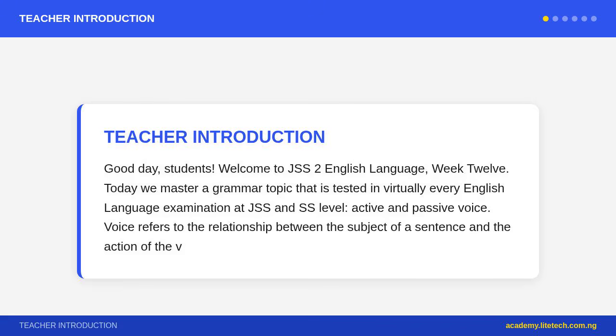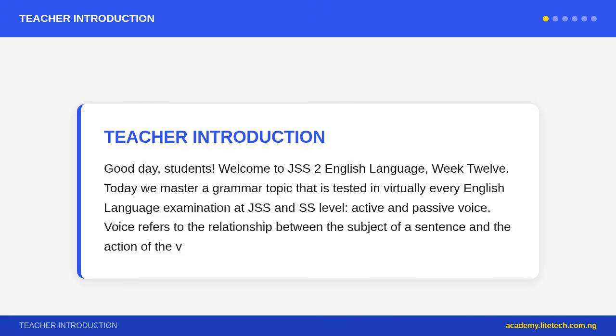Active voice: the subject of the sentence performs the action expressed by the verb. Structure: subject (doer) plus verb plus object (receiver of action). Example: Emeka ate the yam. Emeka, subject/doer; ate, verb; the yam, object/receiver.